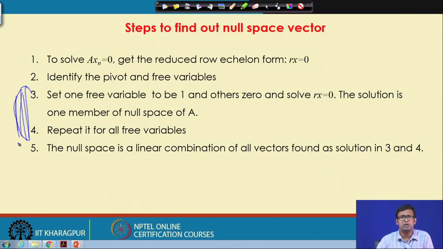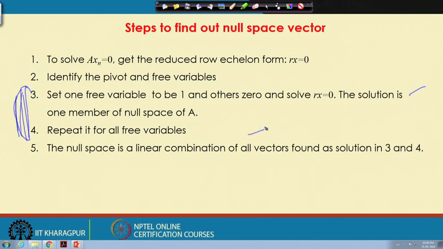So, this is a very standard technique. The reduced echelon form can be found following something like a Gauss-Jordan step, and then we identify free and pivot variables. The number of free variables I have gives that many members of the null space, and these members are identified through this particular step. Then the final null space is a linear combination of all the members. So, any vector which is a linear combination of all the vectors found through step 3 and step 4 can be my final null space solution.